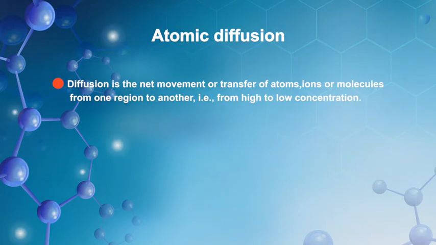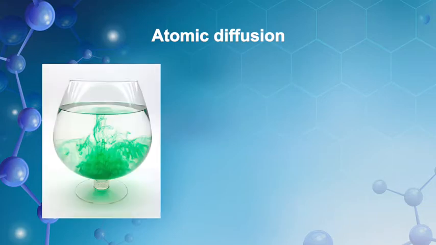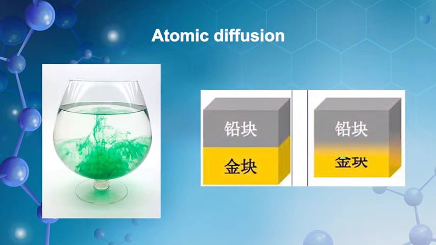In very simple words, we can define diffusion as the net movement or transfer of atoms, ions, or molecules from one region to another. Basically, diffusion always happens from high concentration to low concentration region. Diffusion can take place in gases and liquids also. However, diffusion in solids is highly significant in materials processing.